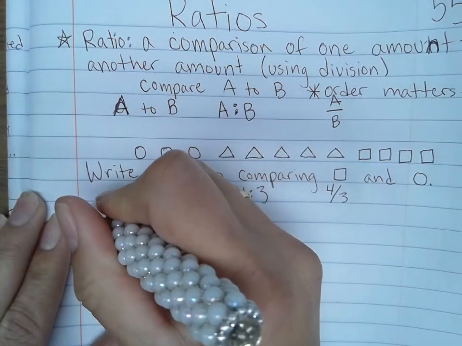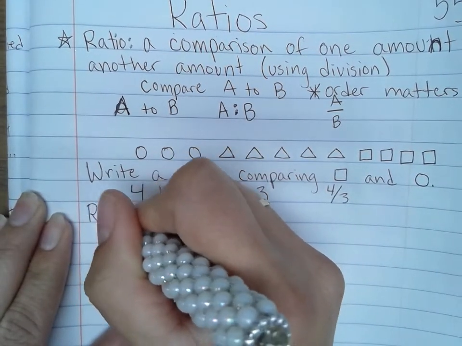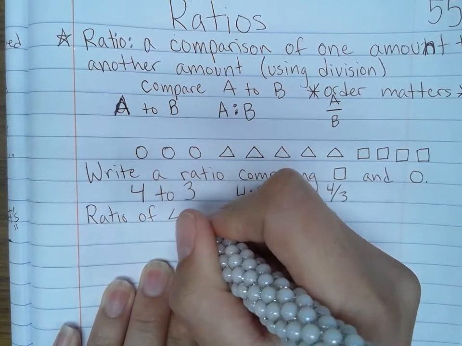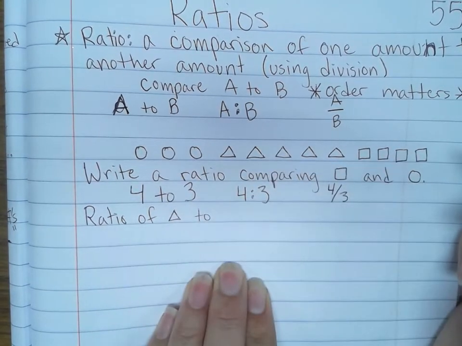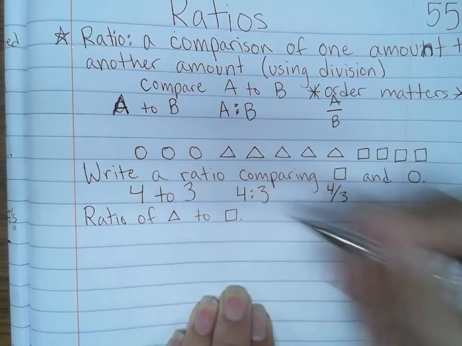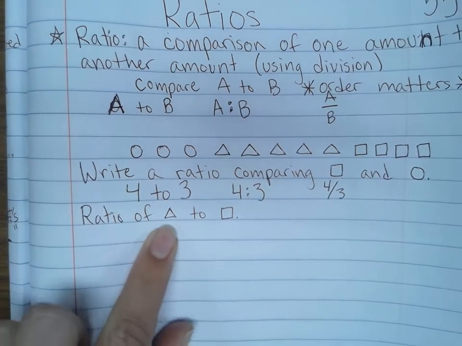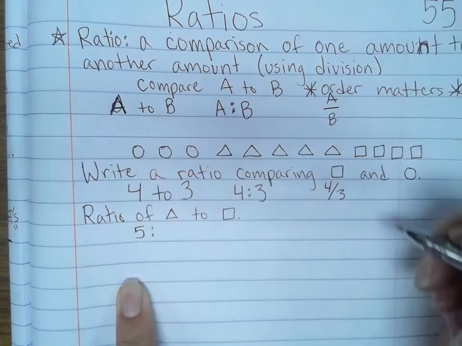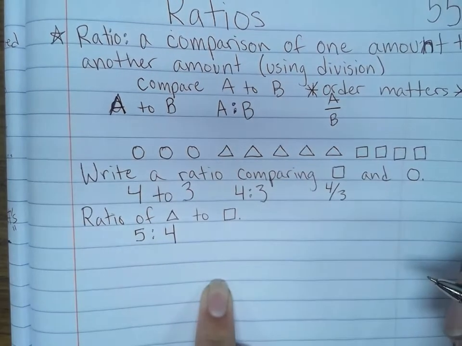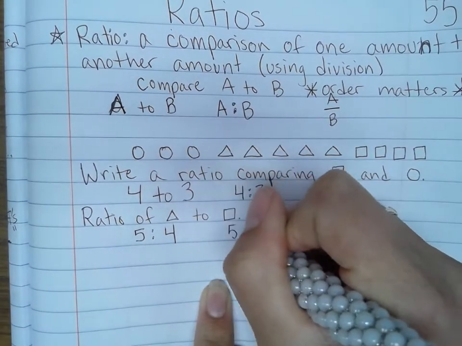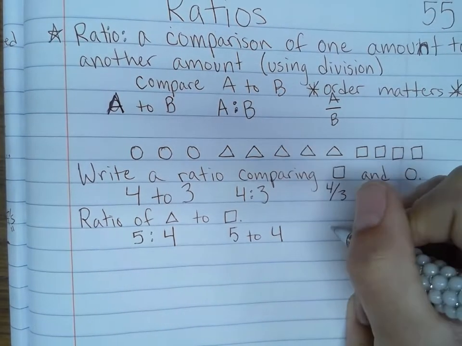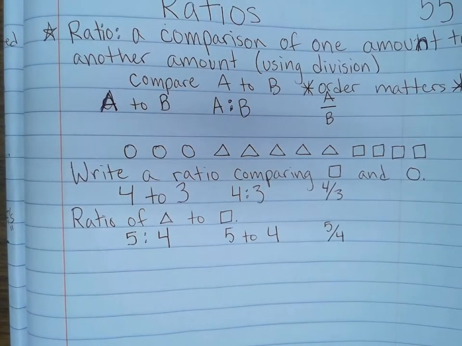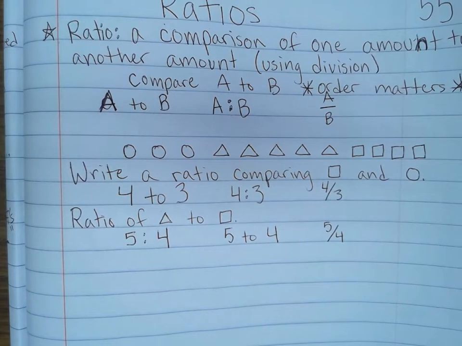Okay, next line, let's do, the ratio of triangles to squares. In this case, triangles is listed first. So we have five triangles to four squares. Another way we could write it, 5 to 4. Another way we could write it, 5 on top, 4 on the bottom of the fraction. Now, if you think about it, a fraction is just a ratio. It's always part to a total.